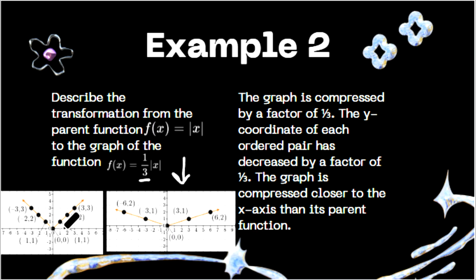So when we're at an x value of 1 and a y value of 1, it then becomes an x value of 1 and a y value of 1/3, okay? Which would be right there. The graph is compressed closer to the x-axis than its parent function.